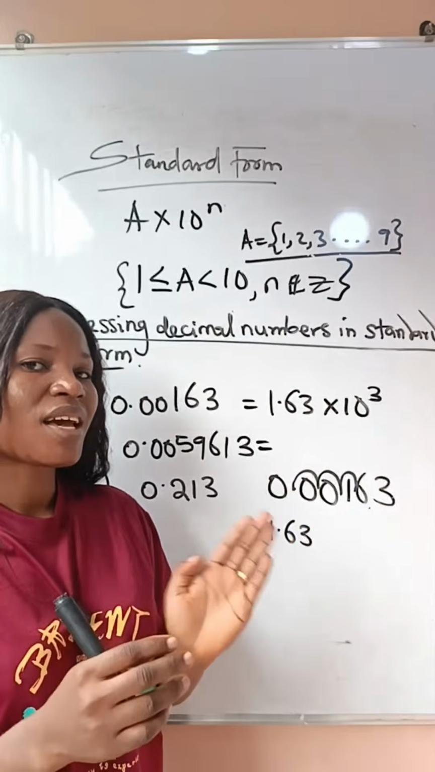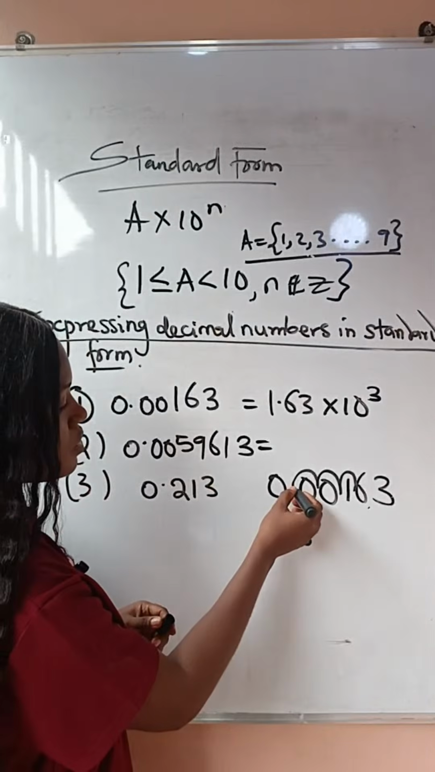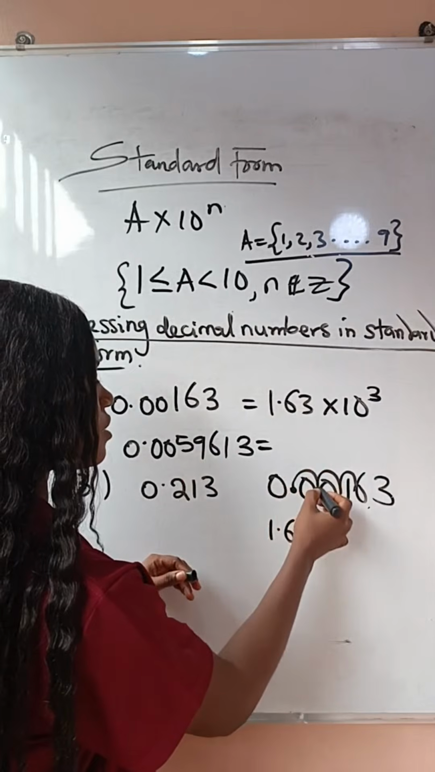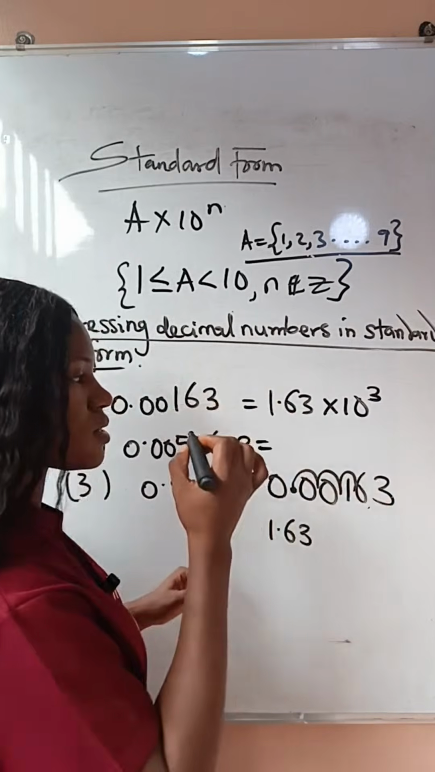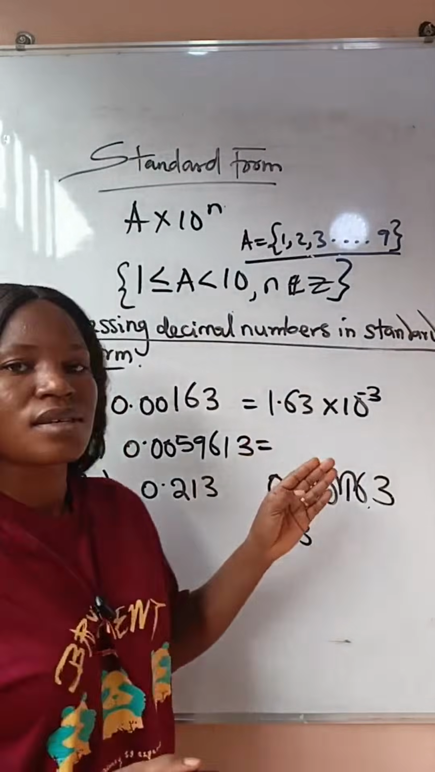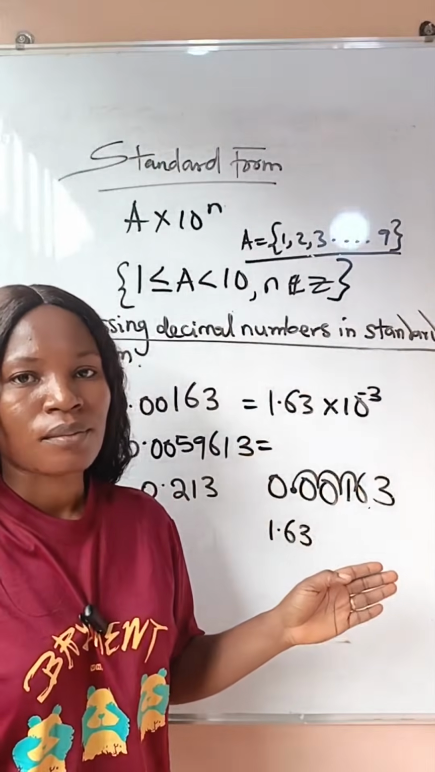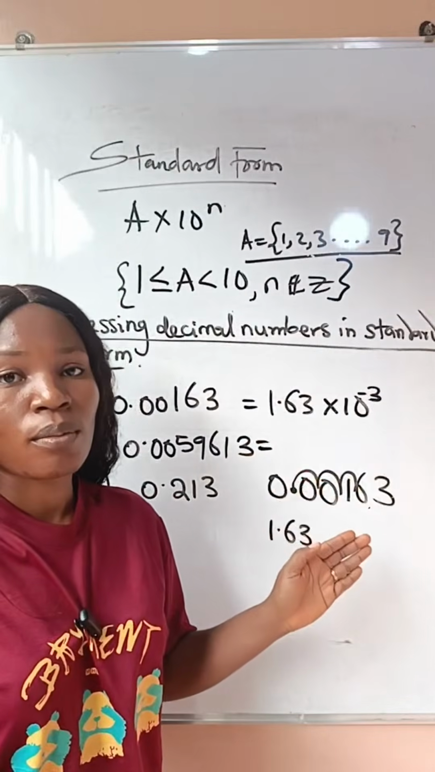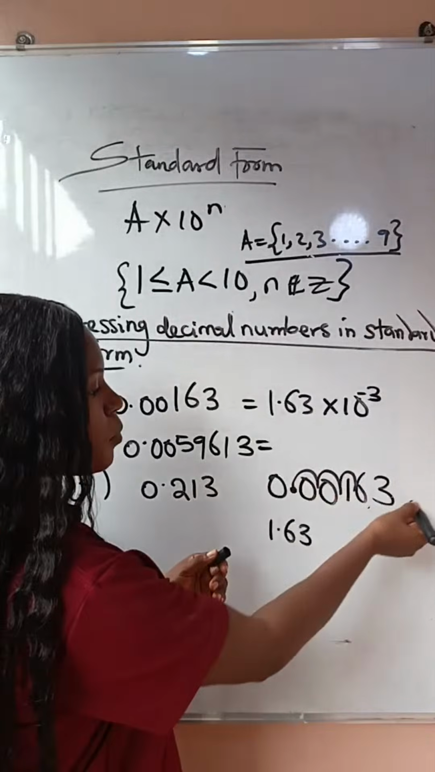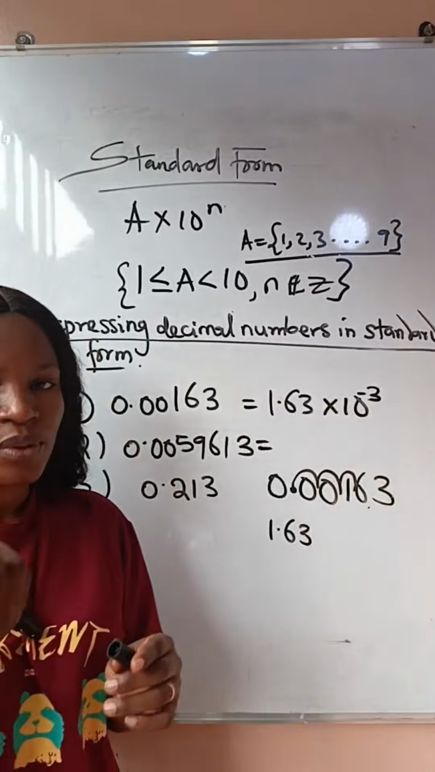It's going to be negative. Why? Remember that this is the original position of this decimal point. Since we shifted it to the right 3 times, it's going to be negative. Assuming that this is a whole number, we would have shifted the decimal point to the left, and that is when we are going to have positive.